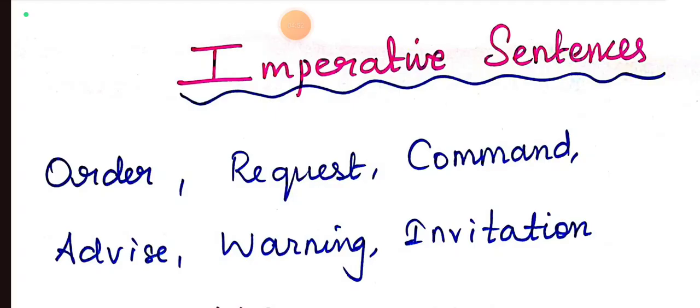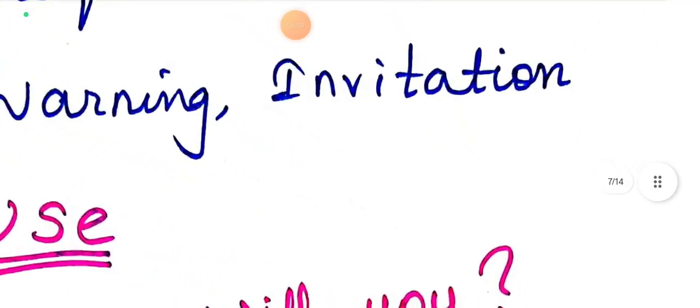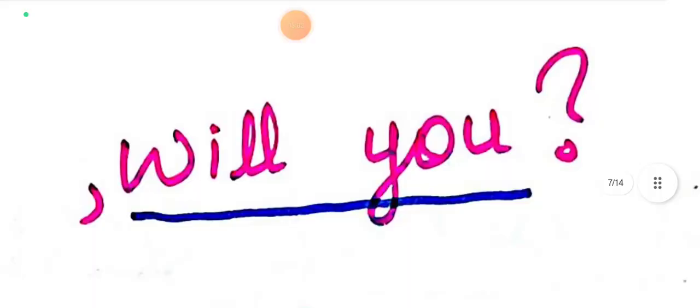Whenever an imperative sentence comes, what do you use? Use will you. Whenever you find an imperative sentence, at the end, don't mind whether the sentence is positive or negative. You use will you.